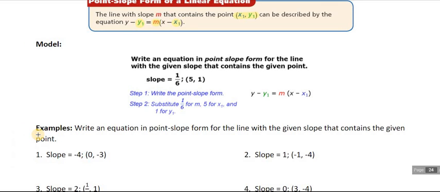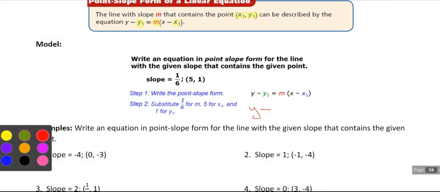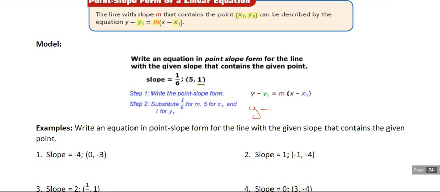Our final answer will say y minus our y1 is this 1 from the ordered pair equals m, which is our 1/6, times x minus our x sub 1 from the ordered pair, which is 5.